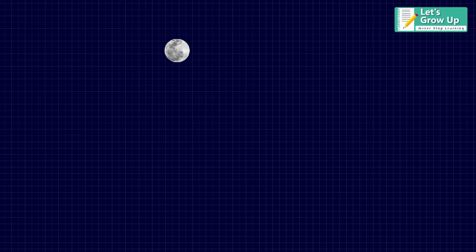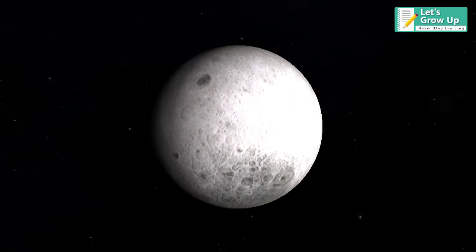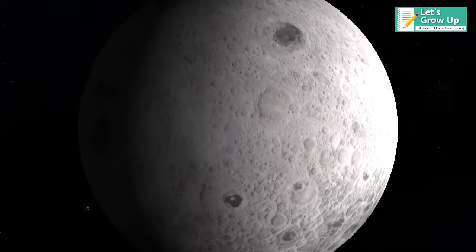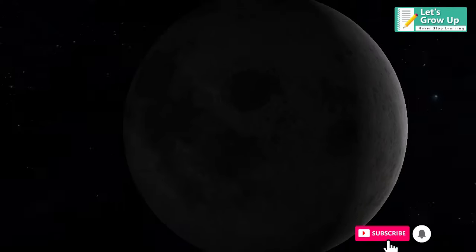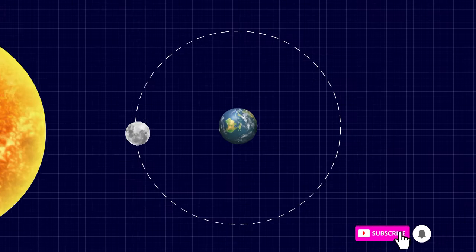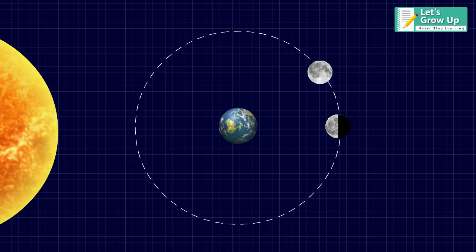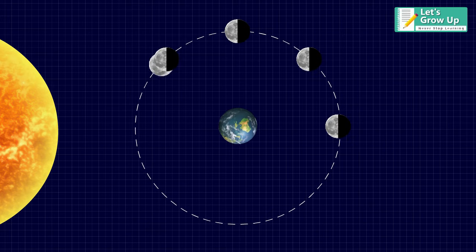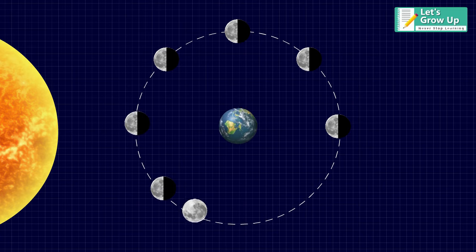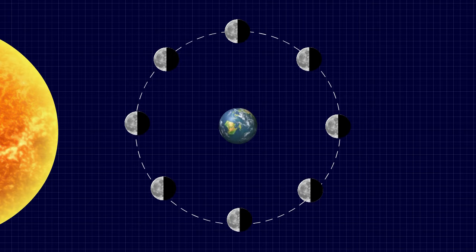Since we can always see one side of the moon, we call the other side the dark side of the moon. However, we can see different phases of the moon throughout each month, where a partially visible moon can be seen, along with a full moon and a new moon. We will learn more about the phases of the moon in our next video.